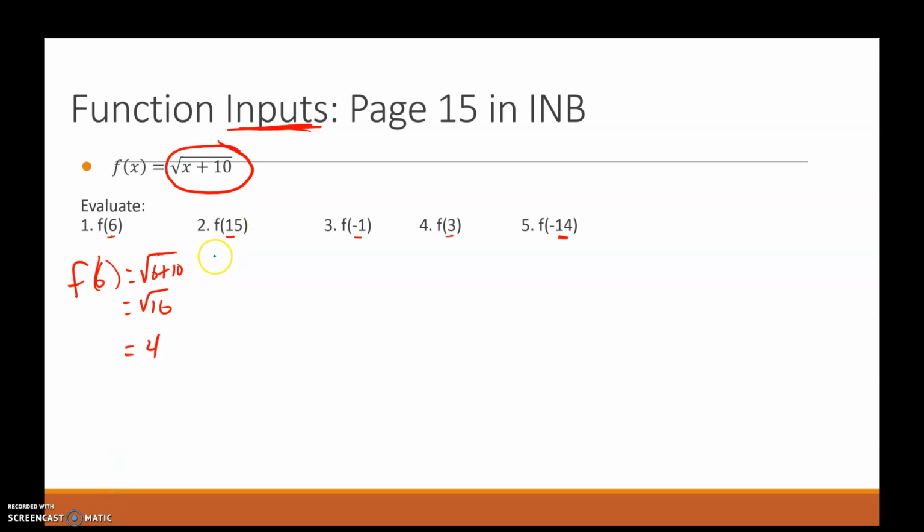On number 2, we are going to plug 15 in. So instead of square root of x plus 10, it's going to say the square root of 15 plus 10. This gives me the square root of 25. That's what 15 plus 10 is. And the square root of 25 is just 5. I hope you're picking up the pattern. This one over here, instead of x plus 10, it's going to be negative 1 plus 10. And that gives me the square root of 9, which is just a pretty 3.